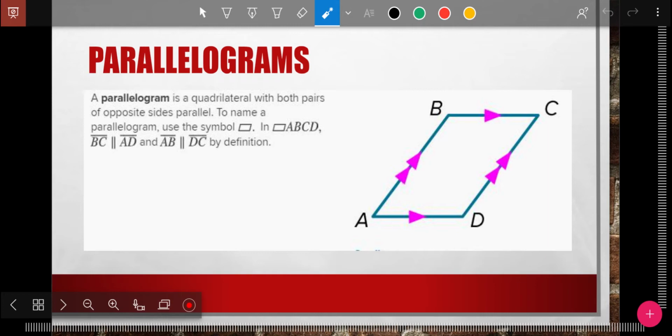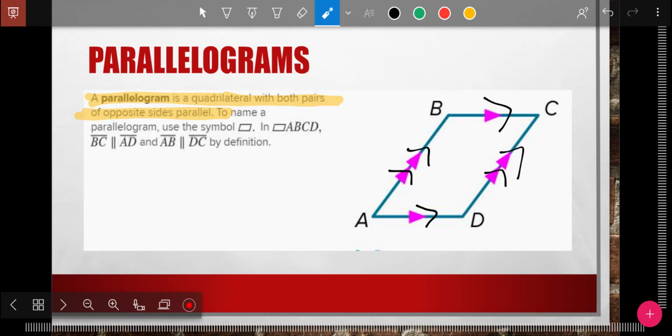And so first, what is a parallelogram? By definition, a parallelogram is a quadrilateral with both pairs of opposite sides parallel. Right? And that's what those little arrow marks mean. Those little arrow marks mean parallel. And so I don't know anything about congruence or anything, I just know parallel.